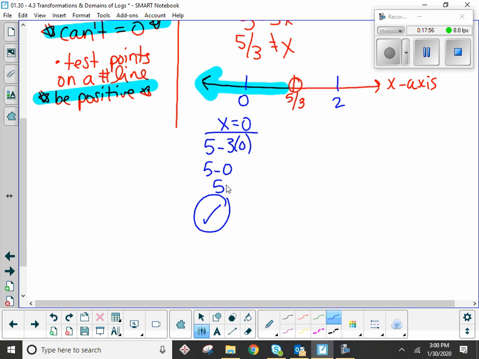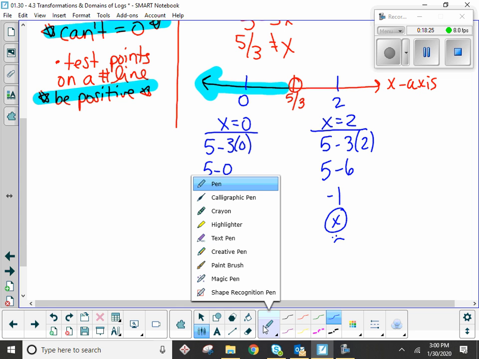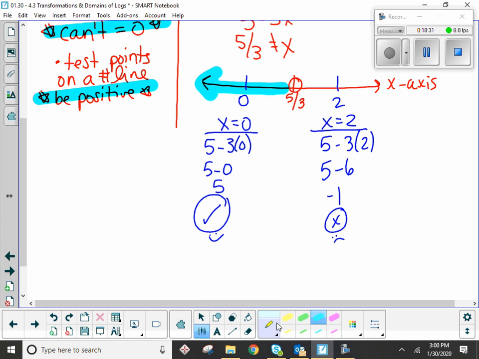And now we're going to try 2. I'm going to test out 2. So I plug it in to the radicand. 5 minus 3 times 2, 5 minus 6, negative 1. I don't care that the value is negative 1. What do I care about? The fact that it's negative. Am I happy that it's negative? No. So that part doesn't check out. Your very last step is to write your answer in interval notation.